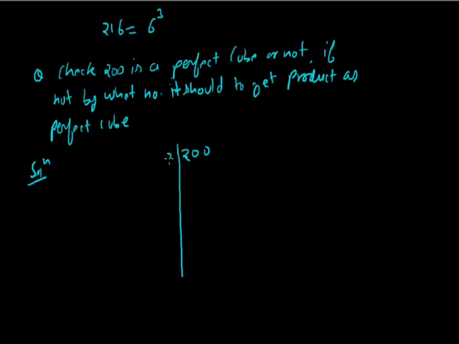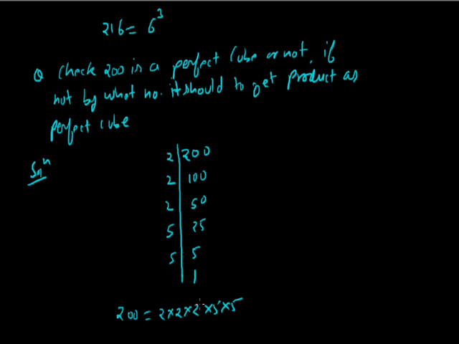We start with 2, 100 is there. Again divide by 2, we get 50. Again divide by 2, we get 25. Again we divide 25 by 5, we get 5. 5 divided by 5 is 1. So we write 200 as 2 into 2 into 2 into 5 into 5.